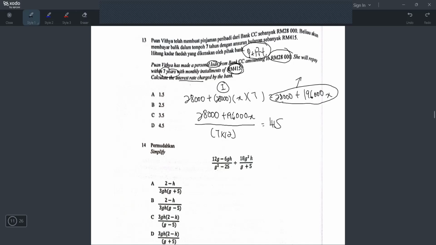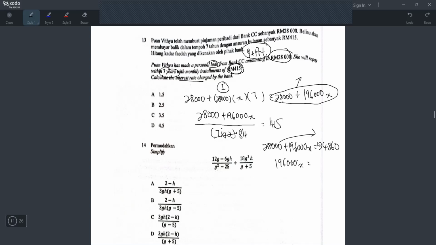So actually we can just continue from here and we will get the answer later. 7 times 12, you press, you get 84. So you end up with 28000 plus 196,000x equals 415 times 84. You press the calculator. My calculator gives me 34860. So just write it here. And now you can move the 28,000 to the other side. So you're left with 196,000x.